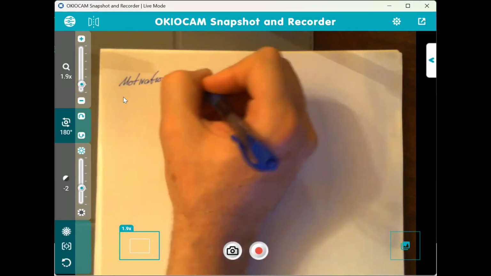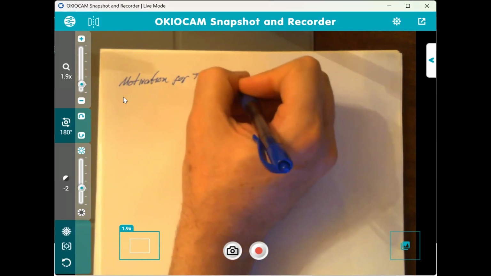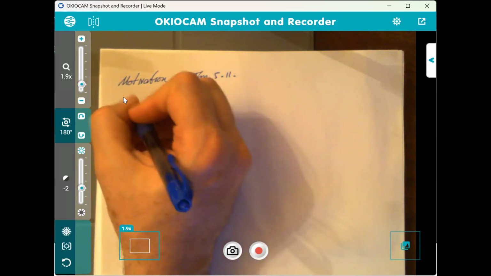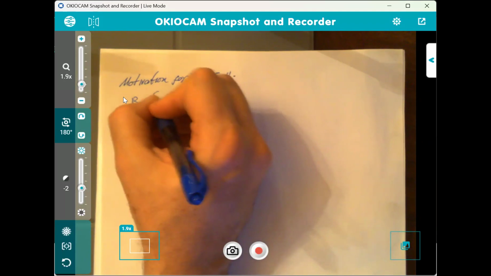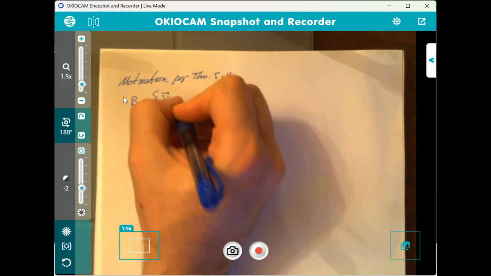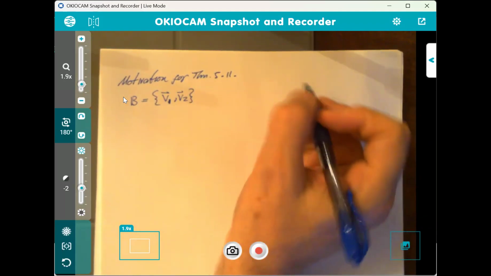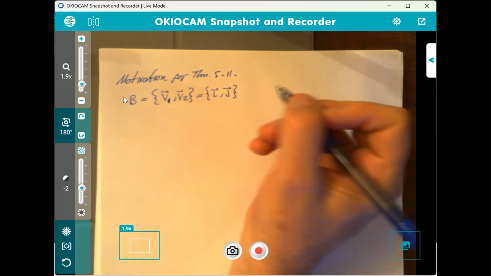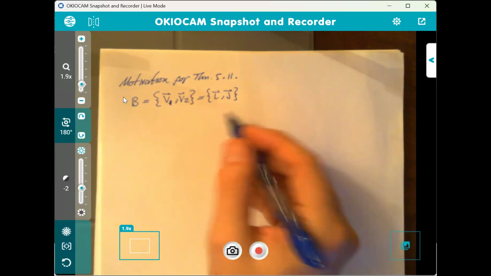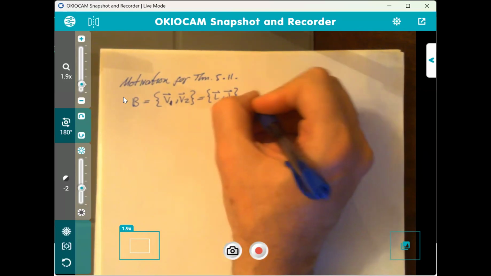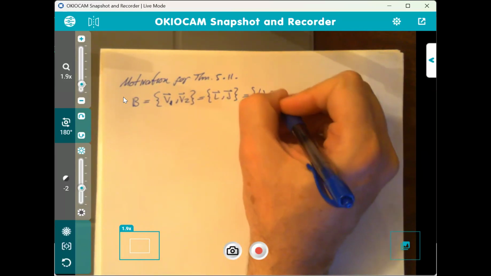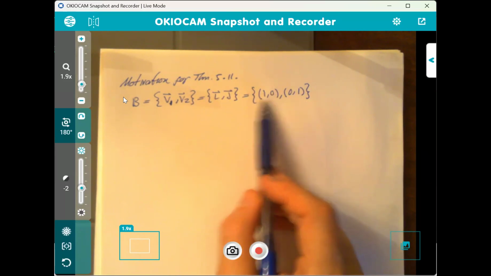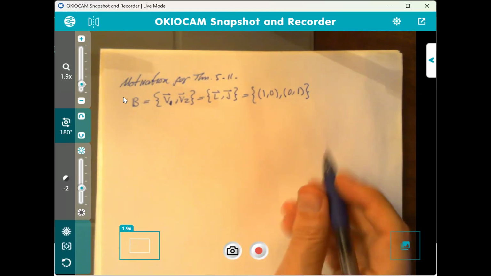Motivation for theorem 5.11. Okay, so for this one, suppose I have a basis that's made up of two vectors. So I'm thinking R2. Our basis has two vectors, and I'm going to stay with standard bases that are orthonormal. So i and j form an orthonormal basis. And why? Because here's vector i, and here's vector j. You can see the dot product is 0. The magnitude of each of those is 1.